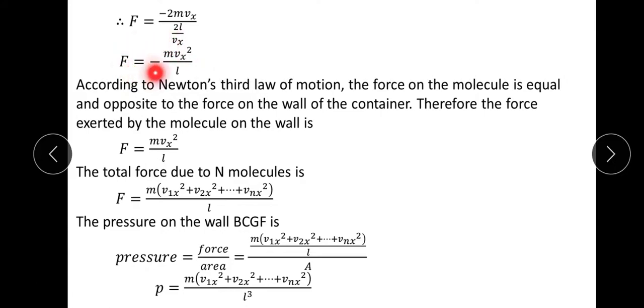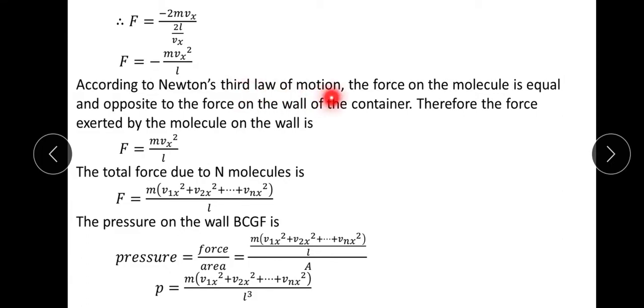So this is nothing but the force exerted by the wall on the molecule. Now, according to Newton's third law of motion, the force on the molecule is equal and opposite to the force on the wall of the container. Correct? So this force is the force exerted by the wall on the molecule.